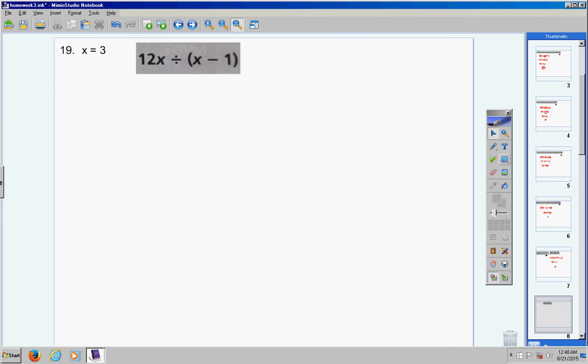Number 19. Now we're going to substitute 3 in for x. Okay, x equals 3.